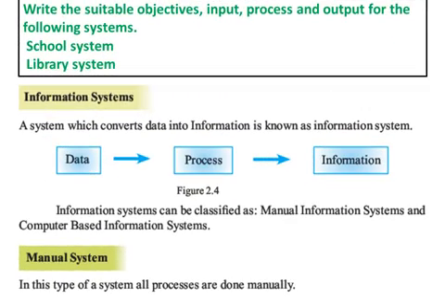Okay students, now this is your task time. You should write the objectives, input, process and output for the following systems. The first one is the school system and the other one is the library system.